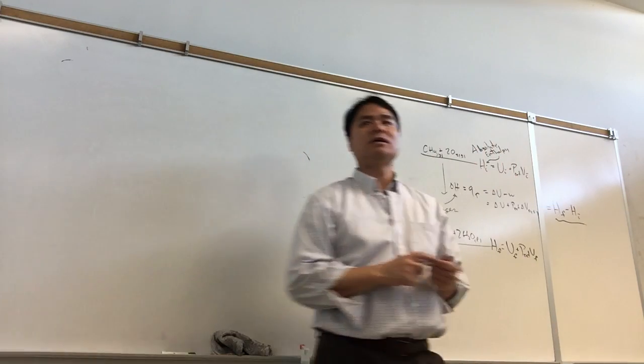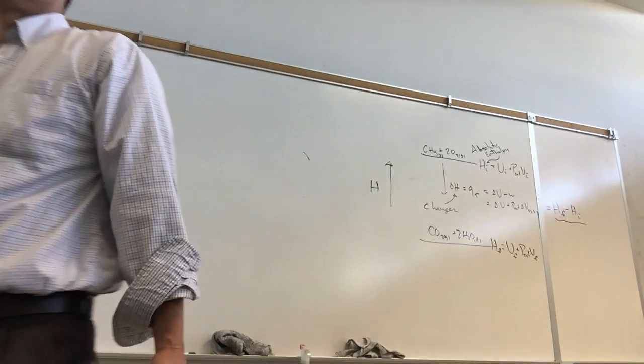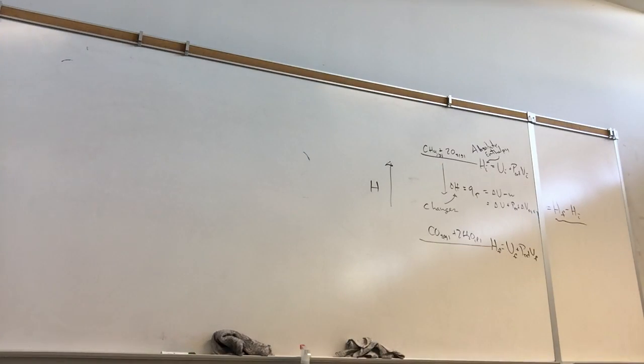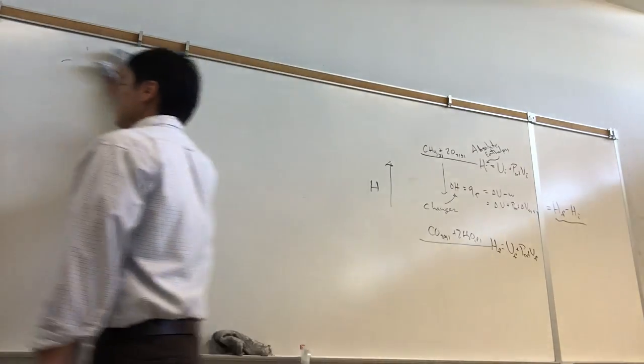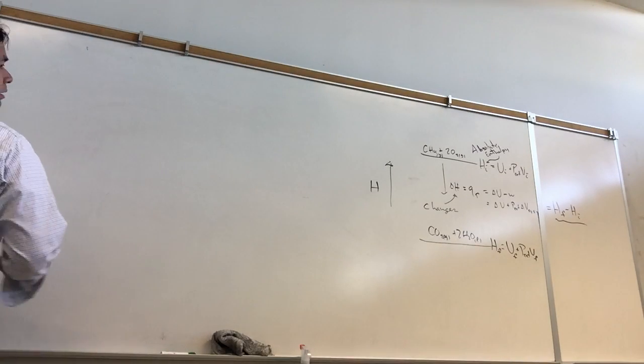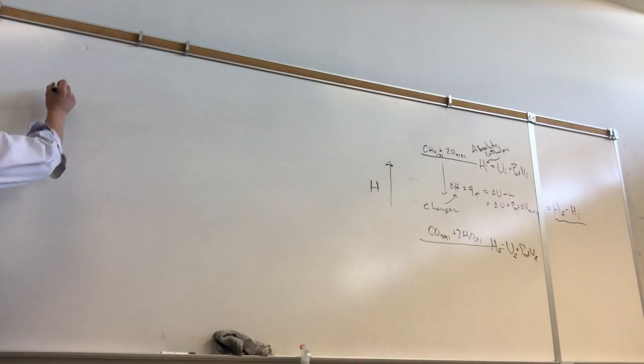It's not done because we can't accurately determine the internal energy, absolute internal energy. And so you'll never do a H final minus H initial calculation. You're always going to get it some other way. All right, so let's go on to delta H.